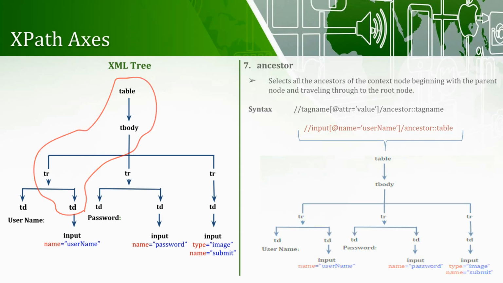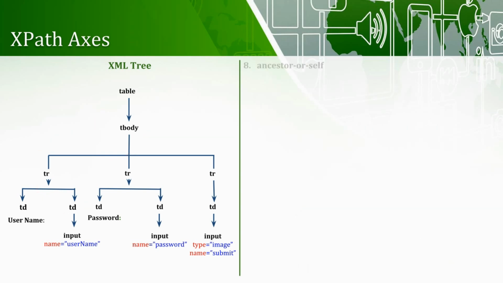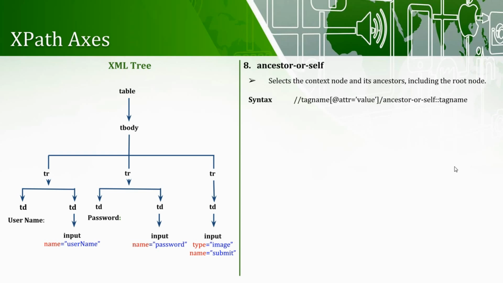Now we have another version of ancestor, which is ancestor-or-self. It is similar to ancestor, just that here we are able to select the context node as well. When you say ancestor, it will select nodes from the parent node till the root node. And then you are saying or self. When you say self, it means it will also select your current node. So the syntax is //tagname[@attribute='value']/ancestor-or-self::tagname.